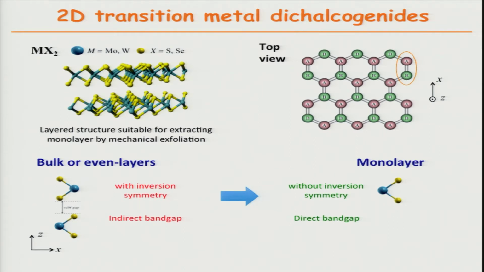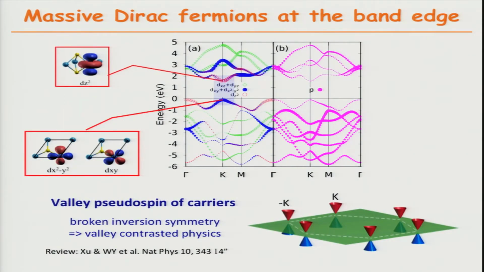When you thin down from bulk to monolayer, there are two essential changes. One is that the inversion symmetry is broken in the monolayer. The other is that the bulk is an indirect band gap semiconductor, but the monolayer becomes a direct band gap one. If you look at the band structure, both the conduction band and the valence band have the edge at the corners, K. Of the 6 corners, only 2 are inequivalent, which are called K and minus K. This effectively gives carriers an additional internal degree of freedom, which is called valley pseudospin.